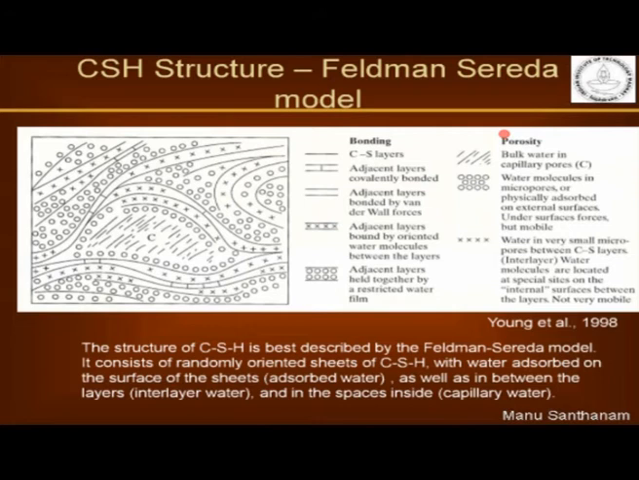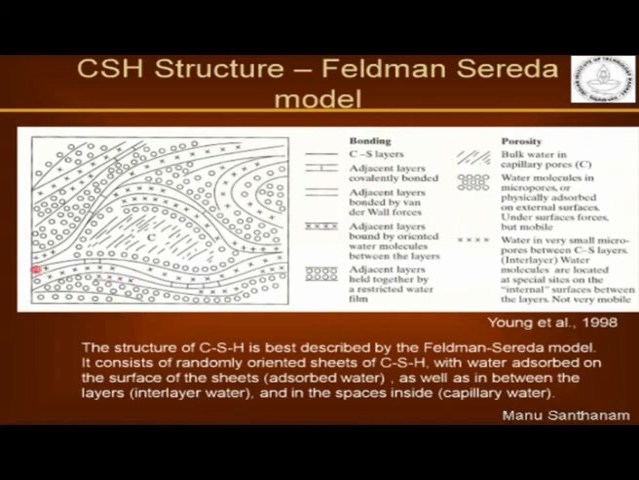Now I told you earlier that the other hydrated products like ettringite, monosulfate, and calcium hydroxide are well defined crystals and they don't really have any porosity inside, whereas CSH has porosity inside its structure. So how do we explain the structure and how do we account for the very high surface area of the CSH?